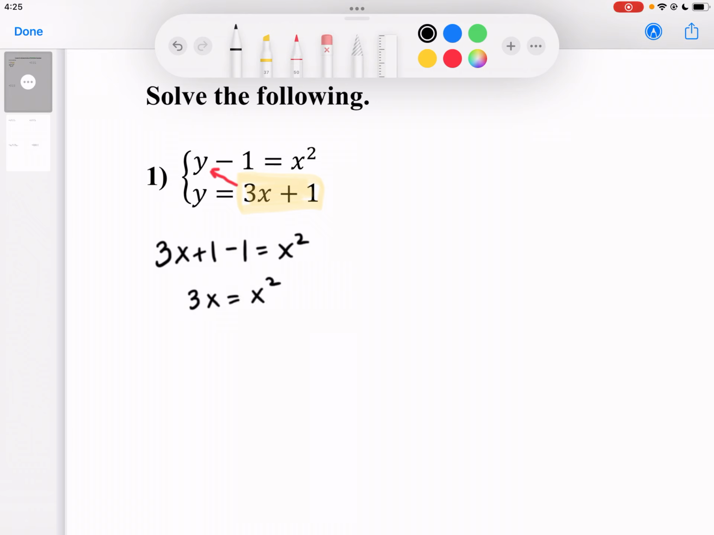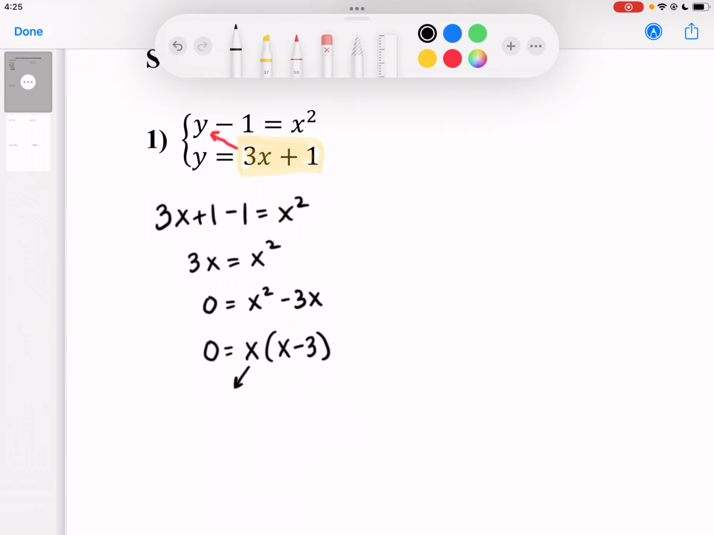Now, if you recall, anytime you see an equation with multiple x's, we're going to want to get that equal to 0. So I'm going to subtract 3x from both sides. So I get 0 equals x squared minus 3x. I do that so that I can factor and find my zeros from the factors. So I'm going to take out my greatest common factor of x, and I'm left with x minus 3. I am now ready to find my two zeros. So I've got x equals 0, x equals positive 3.